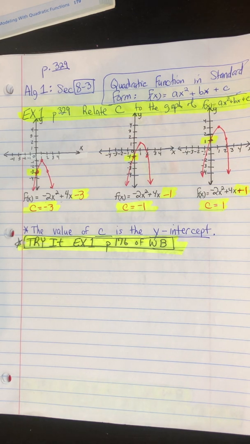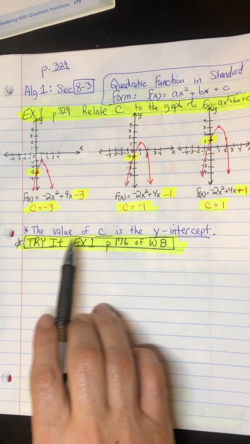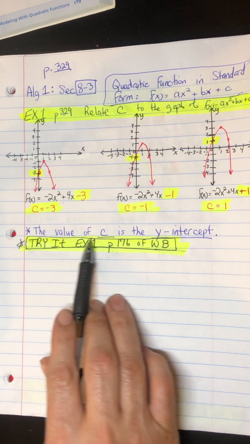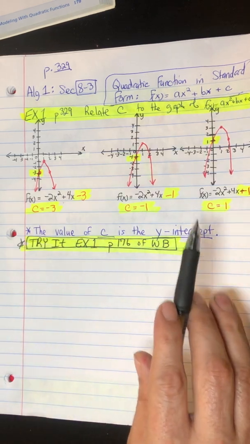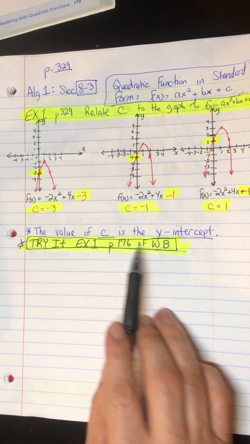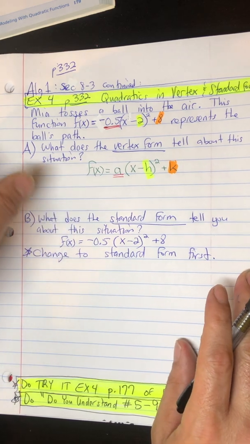When the graph's in vertex form, you can't really tell what the y-intercept is unless you put it in standard form, which we'll do in example 4, I believe. We're skipping example 3 in section 8-3. The value of C is the y-intercept every single time when it's in standard form. You can pause the video and try example 1, page 176 of your workbook. I'm going to continue.